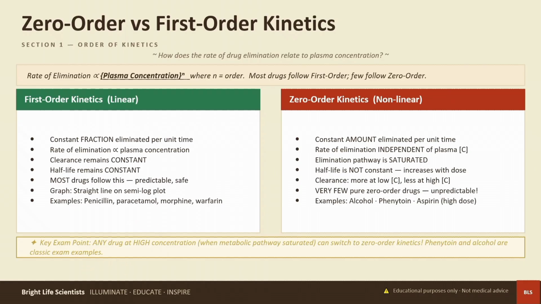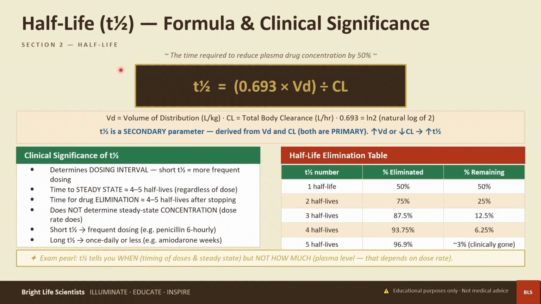Half-life, formula and clinical significance. Half-life is the time required to reduce the plasma drug concentration by 50%. The formula is T half equals 0.693 multiplied by volume of distribution divided by clearance, where 0.693 is the natural log of 2. This is a secondary parameter. It does not exist in isolation. It is derived from two primary parameters, volume of distribution and clearance.